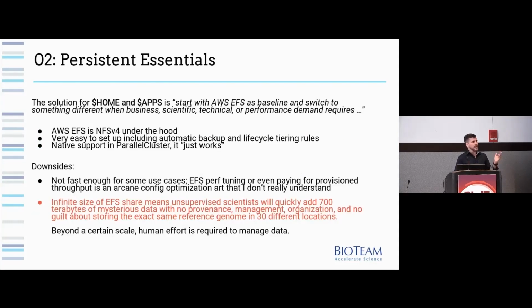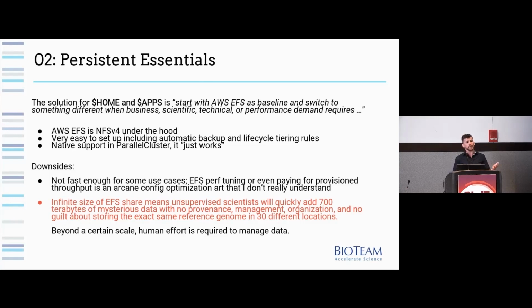All right, so for home and apps, again, if you want a persistent disk or a persistent file system across your clusters, I think using EFS is a really good starting point. It's very simple to use. You just provision it. You don't have to request a size. It essentially just grows as you add data to it. It's just NFS v4 under the hood, and it's really easy to set up. It just works in ParallelCluster. It's like a 2-line configuration.